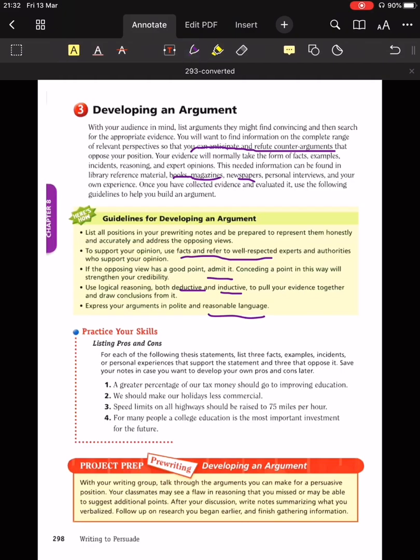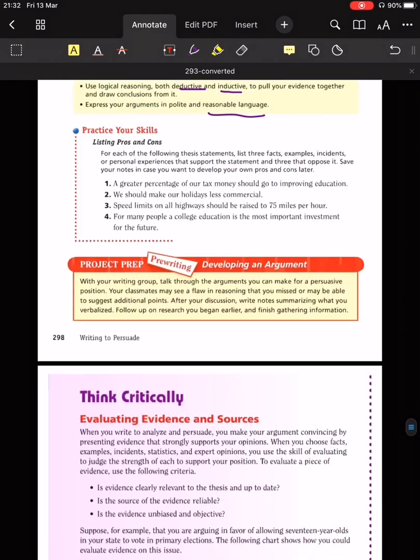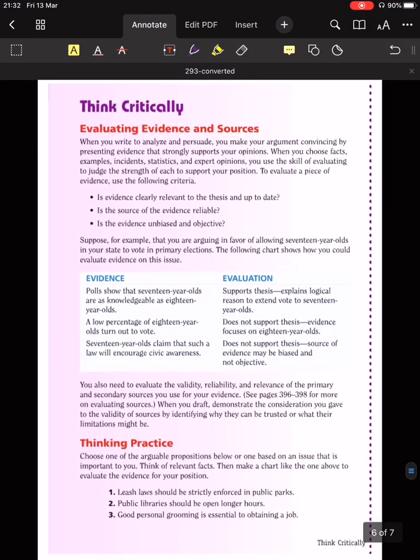Now, how do I evaluate the evidence that I collect from these newspapers and YouTube and so on? Many of these are fake, and the concept of fake news is all over the place. In order to know how strong my evidence is, I have to evaluate it according to the following criteria. Number one, it has to be relevant and up to date. Number two, it has to be reliable. The sources have to be reliable as well as the objectivity.